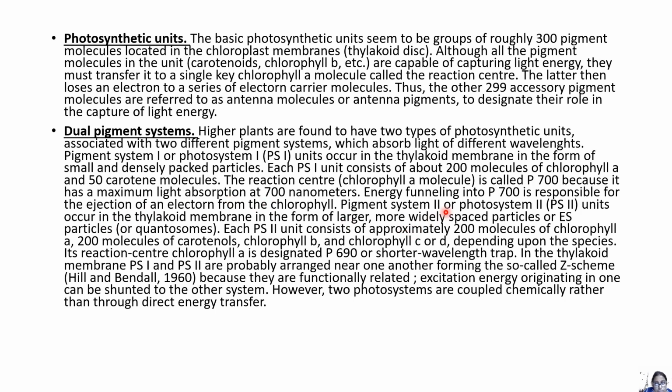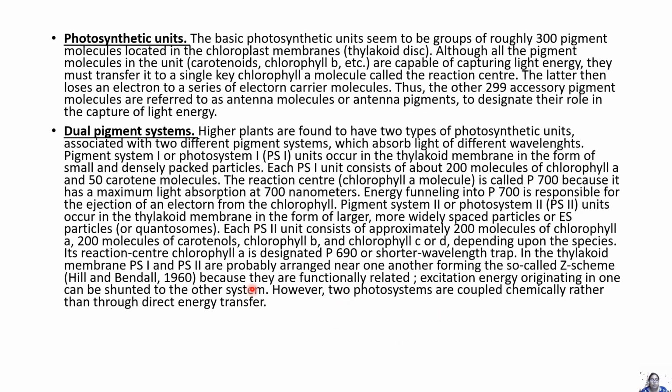Pigment system 2 or photosystem 2 units occur in the thylakoid membrane in the form of larger, more widely spaced particles or quantosomes. So each PS2 unit consists of approximately 200 molecules of chlorophyll A, 200 molecules of carotenoids, chlorophyll B and chlorophyll C or D depending upon the species. This reaction center chlorophyll A is designated P690, a shorter wavelength trap. So in the thylakoid membrane, PS1 and PS2 are probably arranged near one another, forming the so-called Z scheme, okay, because they are functionally related. So excitation energy originating in one can be shunted to the other system.